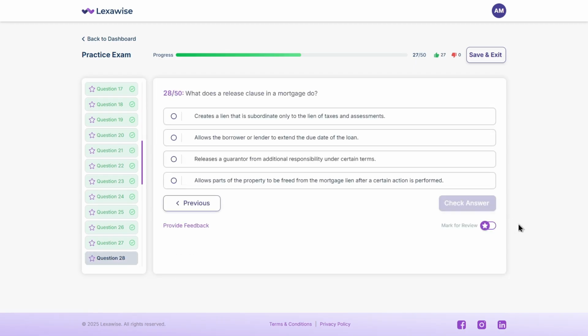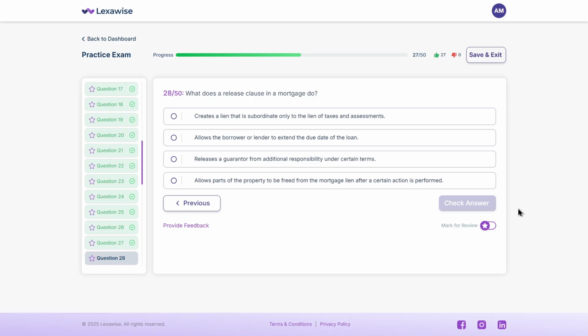What does a release clause in a mortgage do? A. Creates a lien that is subordinate only to the lien of taxes and assessments. B. Allows the borrower or lender to extend the due date of the loan. C. Releases a guarantor from additional responsibility under certain terms. D. Allows parts of the property to be freed from the mortgage lien after a certain action is performed. Think carefully.